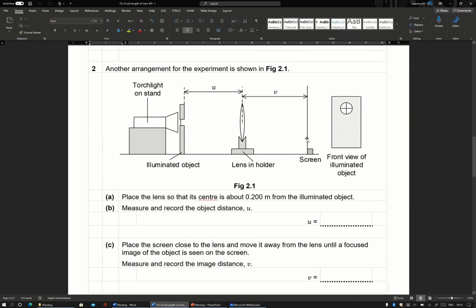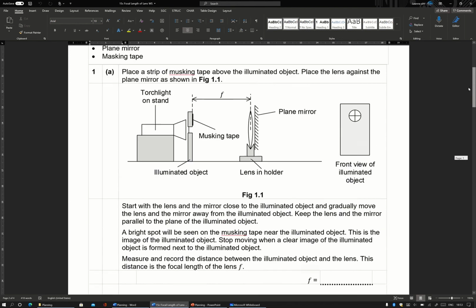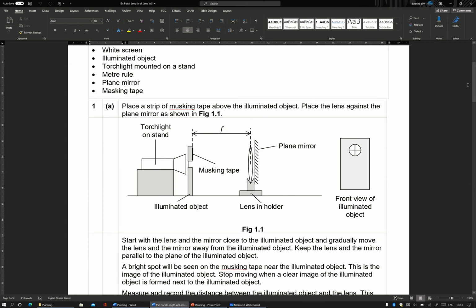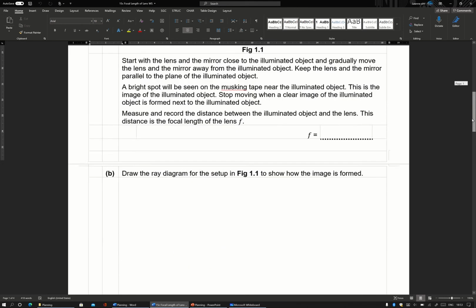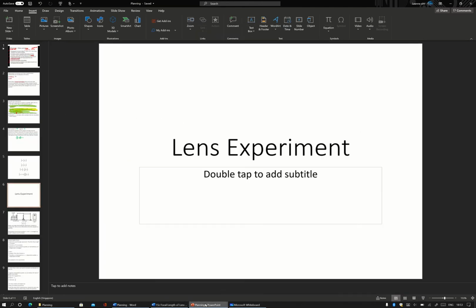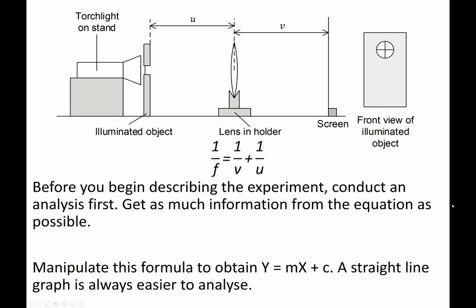Right over here, I've shown you the setup, and this is the front page of your practical assignment. So just to let you know, this is the practical which I'm going to use to illustrate planning process. Now, for now, you're given this experimental setup, and this is the equation which you are given in the question.